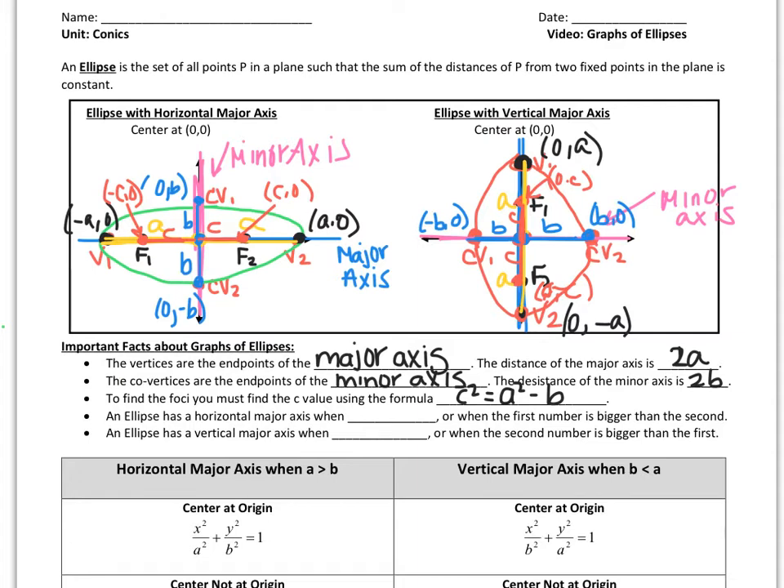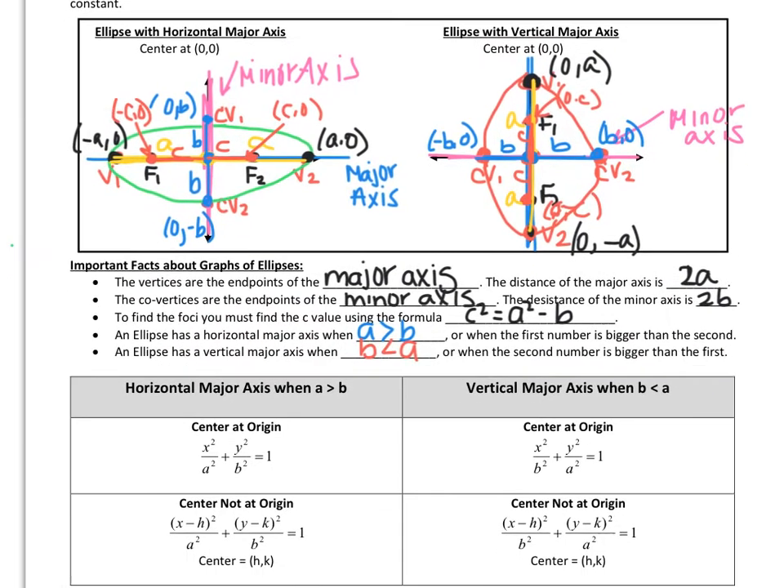So, we know that an equation of an ellipse has a horizontal major axis, like this, when our A value is greater than our B value. So when A is greater than B, or when the first number in the equation is bigger than the second. An ellipse has a vertical major axis when B is less than A, or when the B value, the minor axis, is smaller than the major. Now, all the stuff that I just talked about is honestly definitions, and it's not as bad as it seems. So, let's talk about equations.